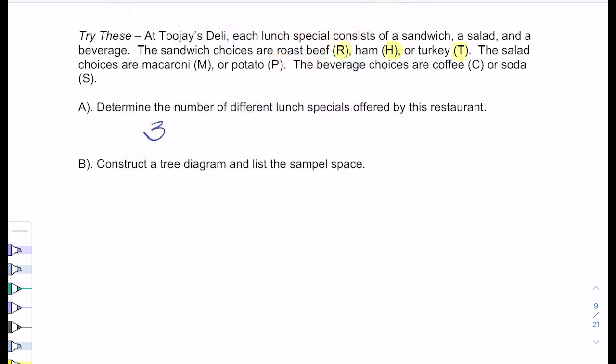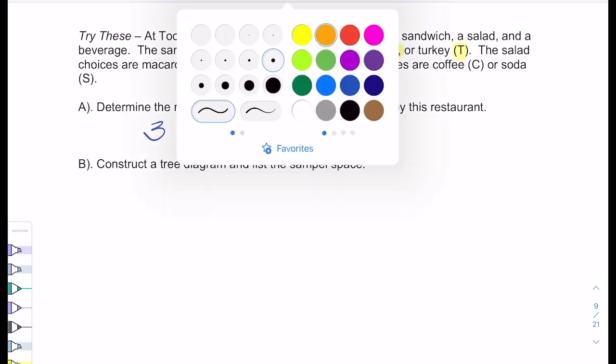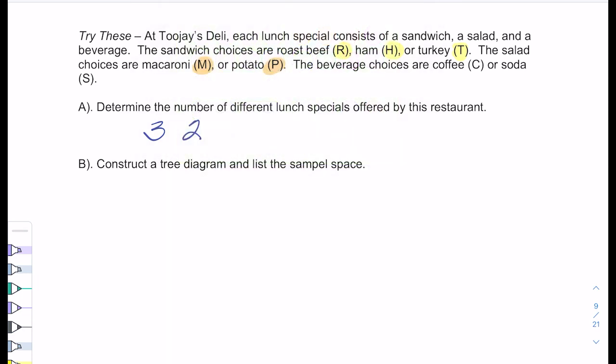And then I'm going to look at the number of salads. How many salads? There's macaroni or potato. And last but not least, I'm going to look at the number of beverages, which are coffee or soda, and that's 2 as well. The counting principle tells me to multiply those together. So when you multiply 3 times 2 times 2, you get 12. So there's 12 different options for you at this lunch.